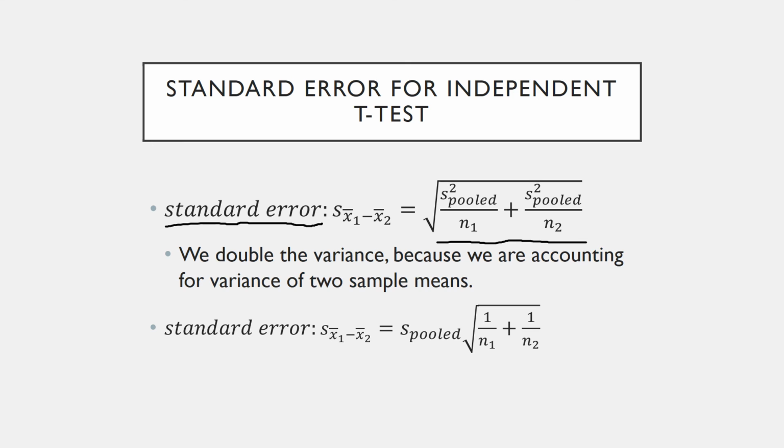Okay? Another formula that you can use is the one at the bottom here. You can take the pooled standard deviation and multiply it by the square root of 1 over n for the first column plus 1 over n for the second column. And these two are equivalent to each other. You'll get the same answer. So you can use either formula, whichever one you prefer. They'll give you the same answer.